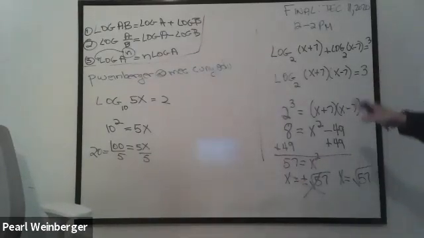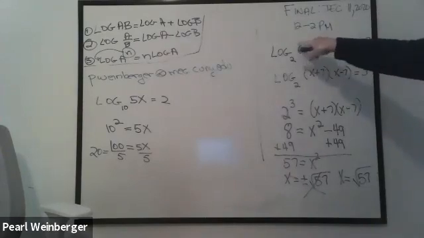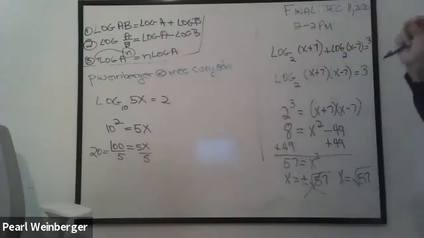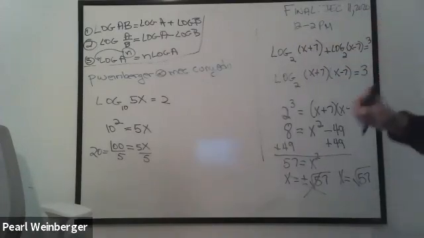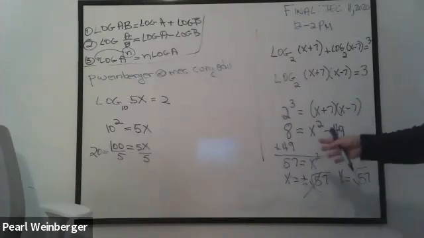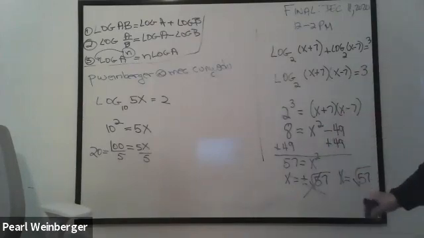Don't forget, after you get your answers, just check that the answer you got is not making the number that's standing next to the log negative or 0. Because if it does, you have to get rid of it. You have to exclude it. In this case, we had 2 answers, we excluded 1. We only kept 1 answer.